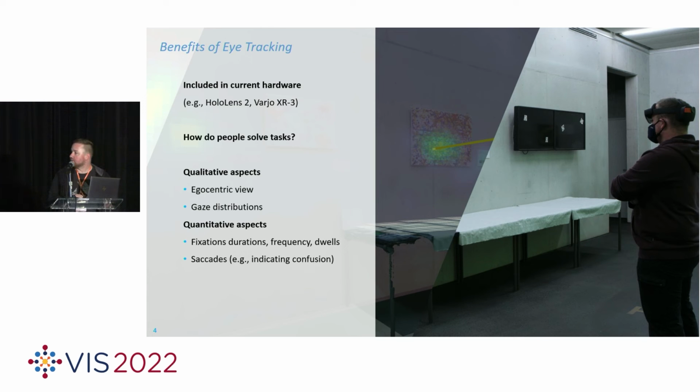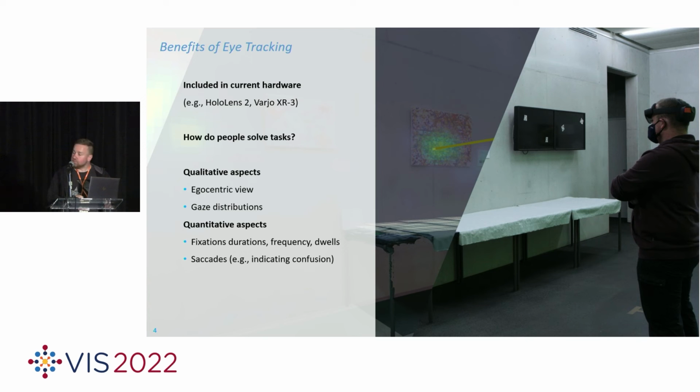And this is also where the quantitative aspects come in. With eye tracking, you can measure fixations, you can quantify how long they looked at specific areas, and the frequency with which they were visited. And also with the saccades, you can see how much the eyes were moving around, which could often be an indicator for confusion, for example.